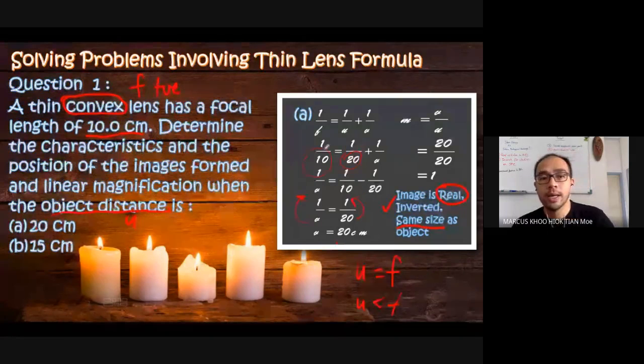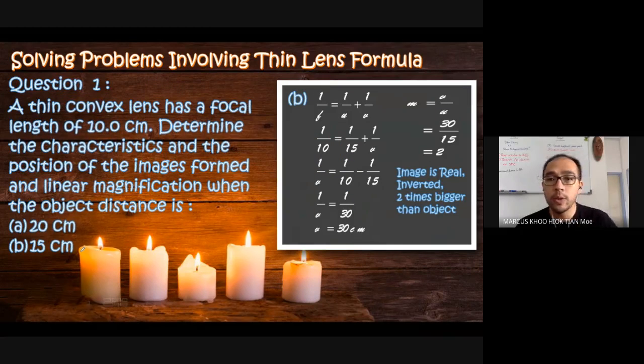The second question is, if the object distance is 15, which is here. So we use the same thing. Convex lens, positive 10, but now the object distance is 15. So when you calculate, you get 1 over 30, because 1 over 10 minus 1 over 15 equals 1 over 30.